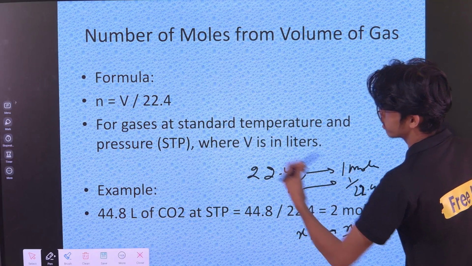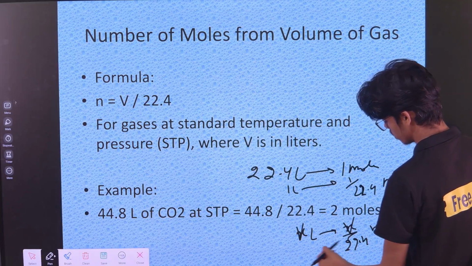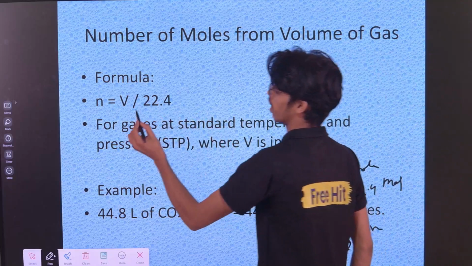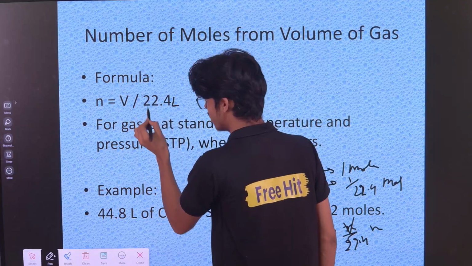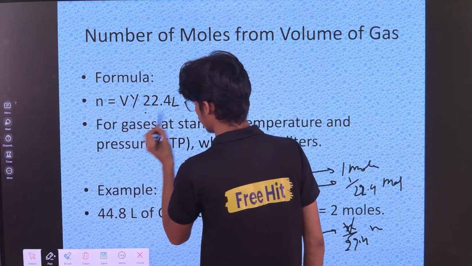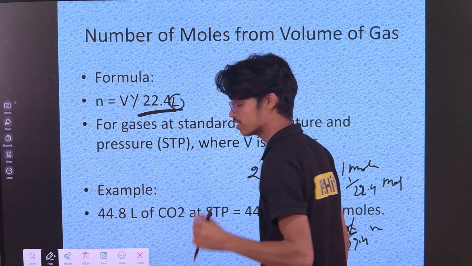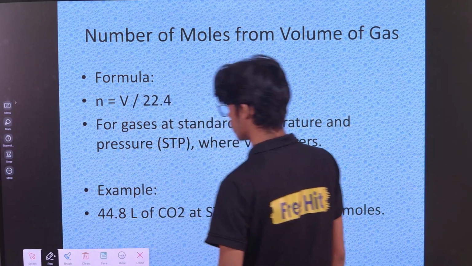Got it? And this is the formula, or you can say V liters of gas is V by 22.4, and that is the formula. So given volume divided by 22.4 liter. This is in liters. Always remember this is in liters. Make sure when you divide, you know that this thing is in liters. Write this down in your notebook. Okay. Got it? Now, simple.